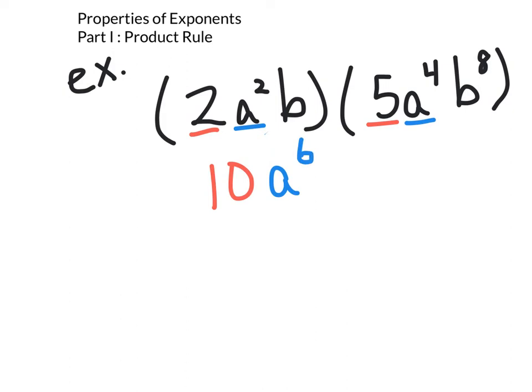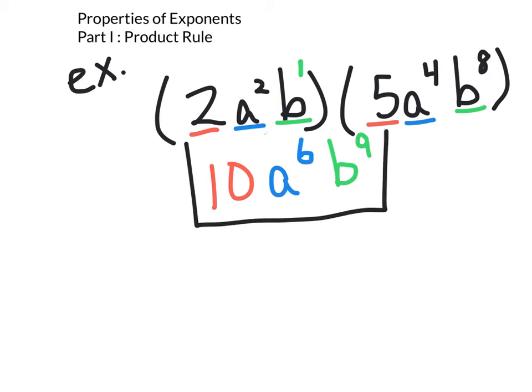The next term that I have to deal with is the b. Even though there isn't a number written up here at the exponent, we want to remember that there's actually a 1 there. So that is b to the 1st power, and I'm multiplying times b to the 8th power. Therefore, I'm going to have b to the 9th power. I can go ahead and box my answer here if I'd like, and you are finished.